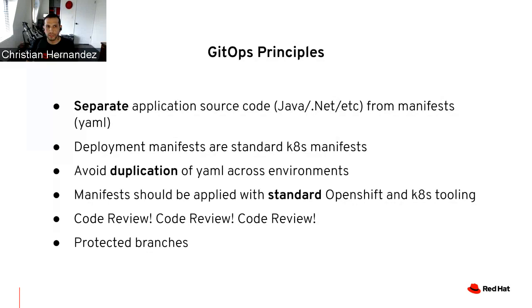First and foremost, you want to separate your application source code from your manifest. Meaning for each application, you'll have your application code itself, and then you'll have its deployment repo. There will be 2 separate repos.